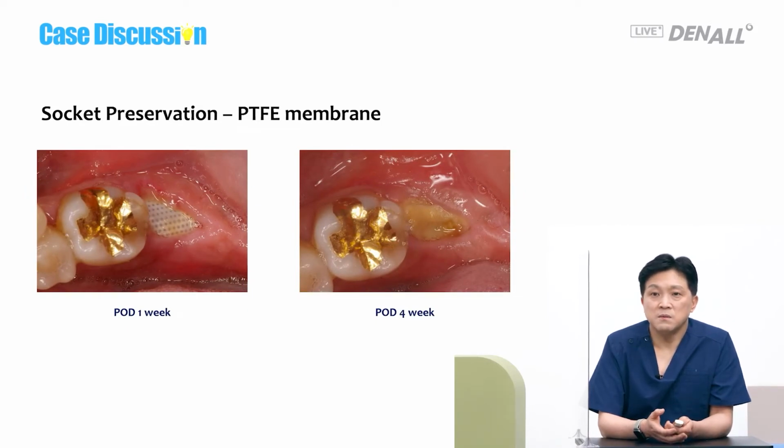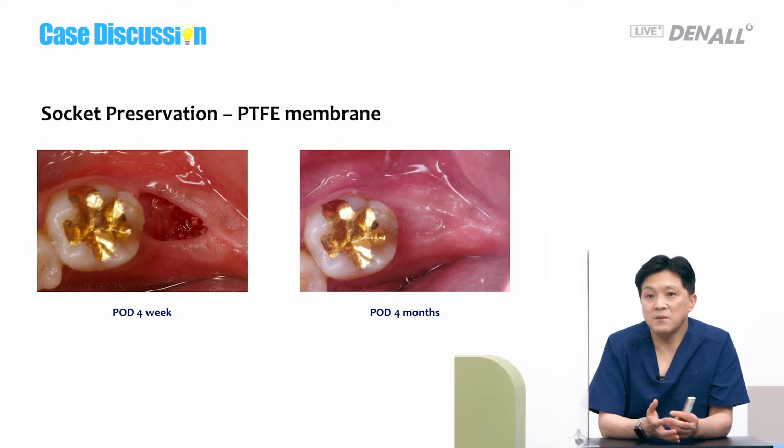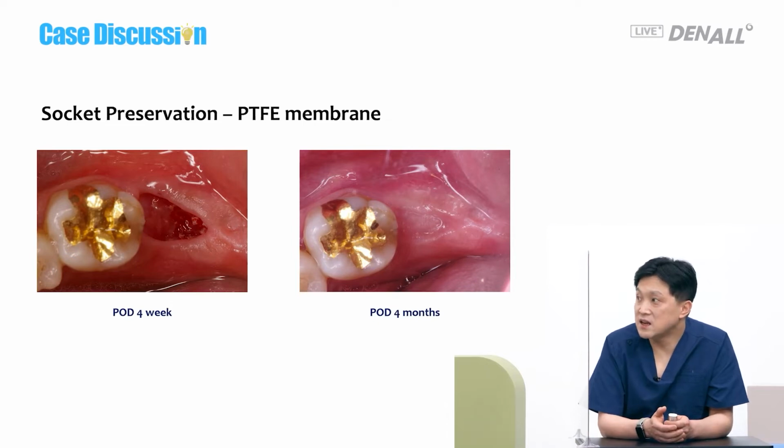PTFE membrane can be used in socket preservation. It is stitched out at post-op 1 week, and at post-op 4 weeks, it is contaminated like that. You can remove it with a pinset. Under that, you see something like granulation tissue, but it is called pseudoperiosteum. Keratinization will proceed. At post-op 4 months, you can see the gingiva like that.